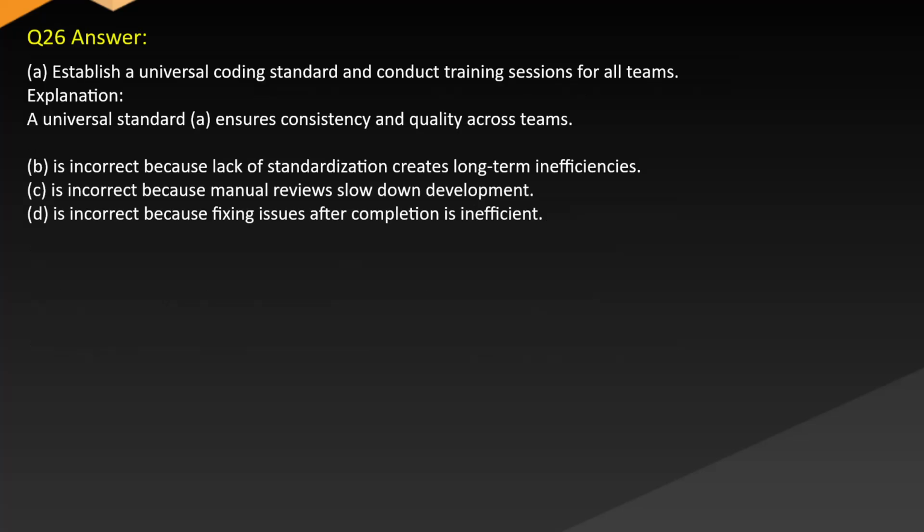Answer A. Establish a universal coding standard and conduct training sessions for all teams. Explanation. A universal standard ensures consistency and quality across teams. B is incorrect because lack of standardization creates long-term inefficiencies. C is incorrect because manual review slows down development. D is incorrect because fixing issues after completion is inefficient.